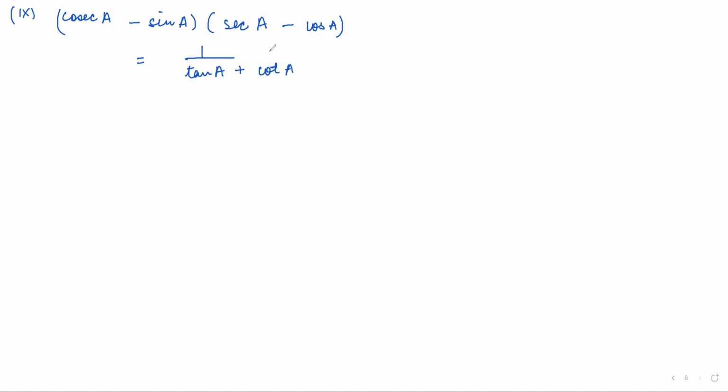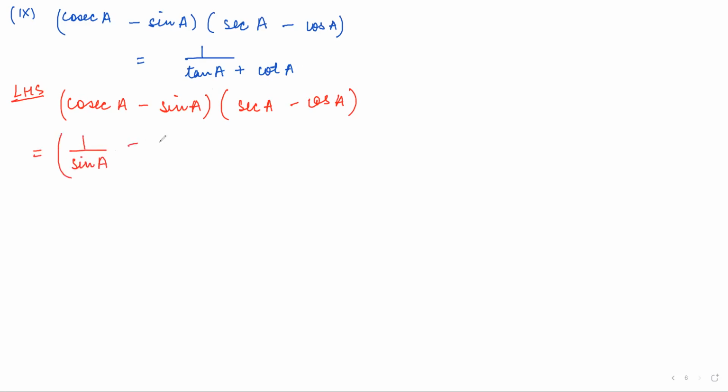Okay. So obviously we are going to start from the LHS. Take this (cosec A minus sin A) into (sec A minus cos A). So the first thing here will be to convert everything in sin and cos. So everything will become the same, right? So cosec A can be written as 1 upon sin A and minus then sin A, right? Similarly, sec A will become 1 upon cos A minus cos A. No issues?